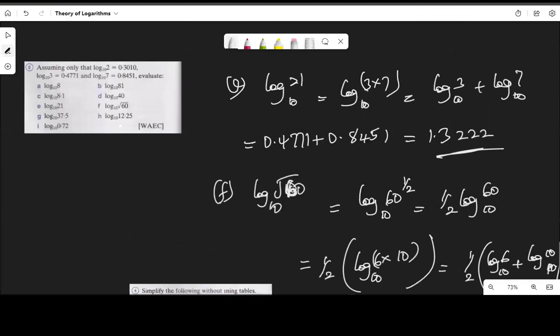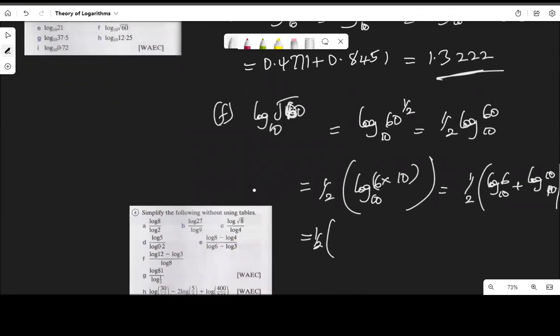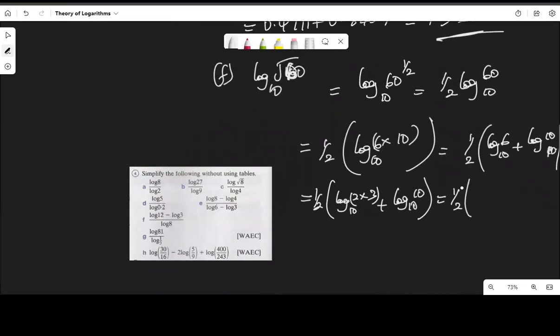Log 6 to base 10 is not given here. That means we still need to work on that. I'll have log 2 times 3 to base 10, then plus log 10 to base 10, which is half multiplied by log 2 to base 10 plus log 3 to base 10 plus log 10 to base 10.